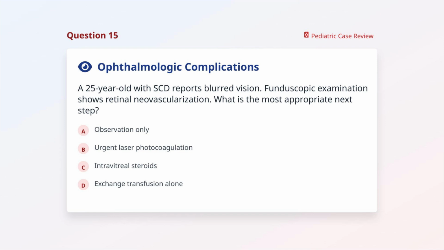Option A, observation only. Option B, urgent laser photocoagulation. Option C, intravitreal steroids. Option D, exchange transfusion alone. Consider the management of proliferative sickle retinopathy and the most effective intervention to prevent vision loss in this condition.